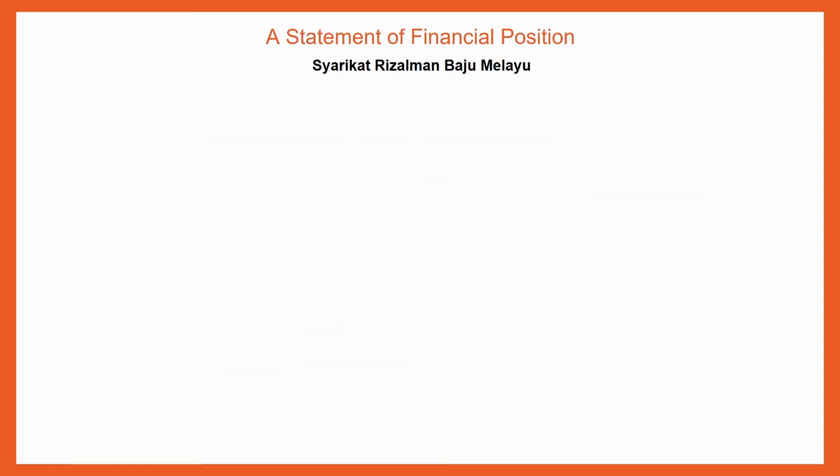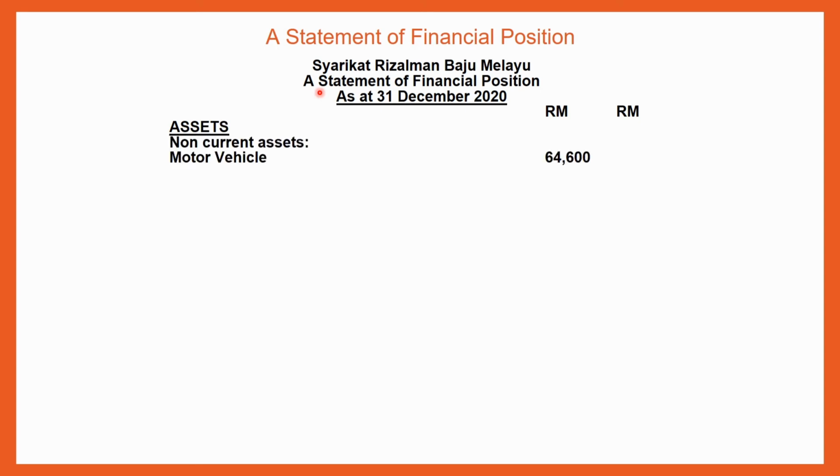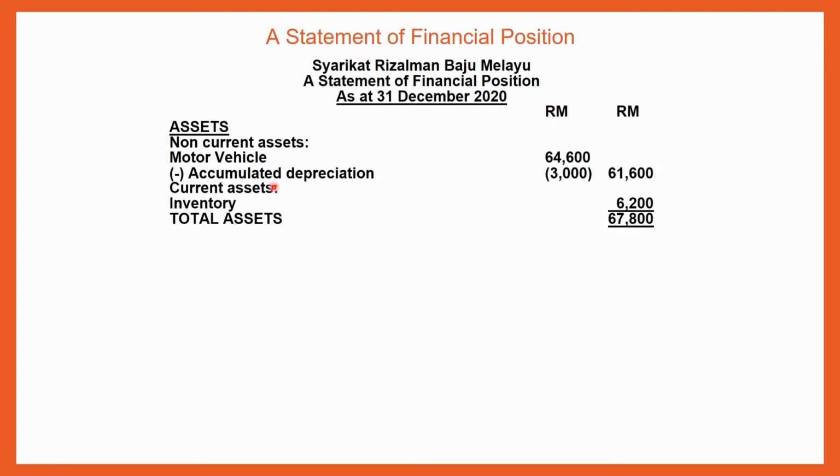And this is the format of financial position. First we have to write down the name of the company, the name of the statement, and the accounting period. So we start from assets, non-current assets, and current assets, and you get total assets.